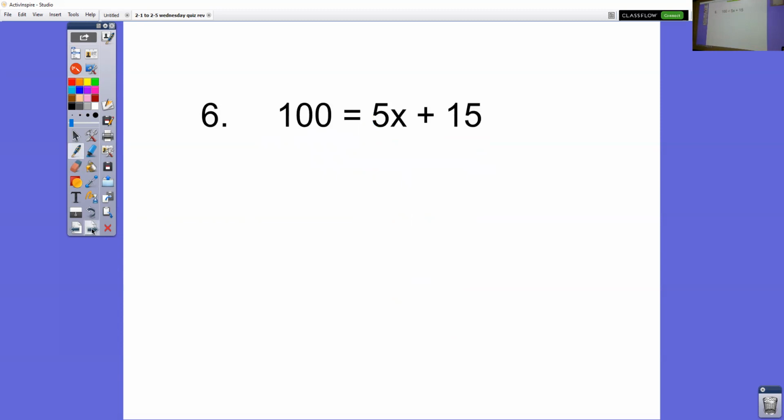One of the ways that they're going to try and trick you is by writing the problem backwards, like this one is. We could actually take this 100 and this equal sign and move it to the end of the problem if we wanted to, so that it looks like a normal question. So we would have 5x plus 15 equals 100. We could do it that way. Go ahead and try this problem now.